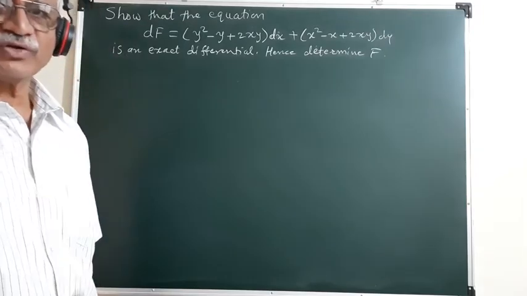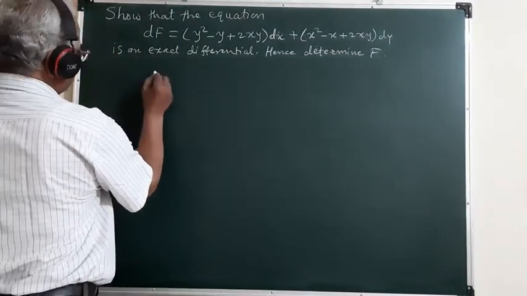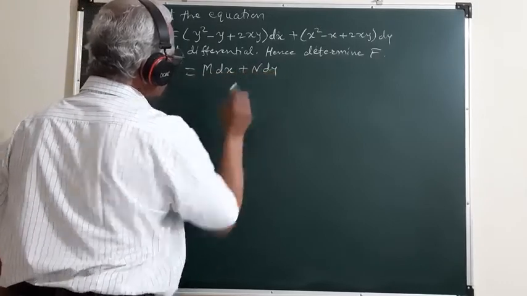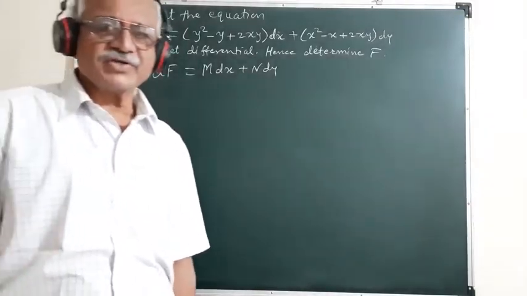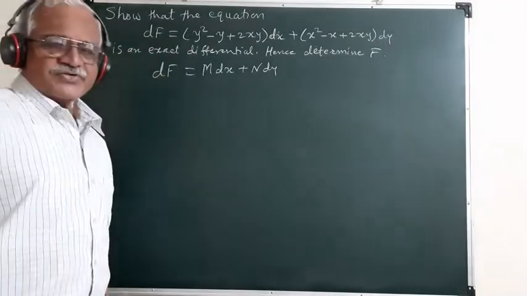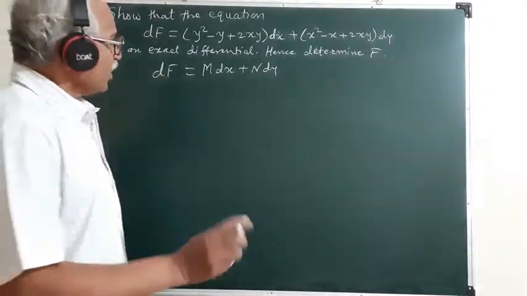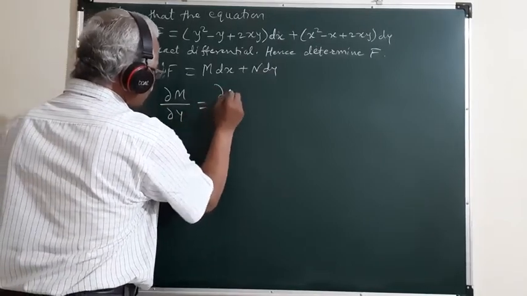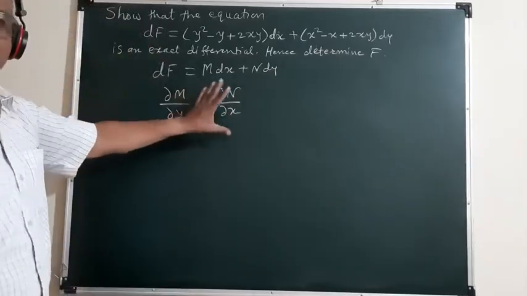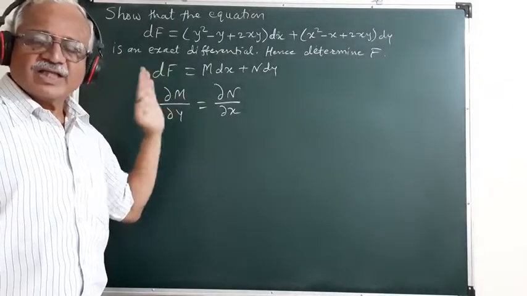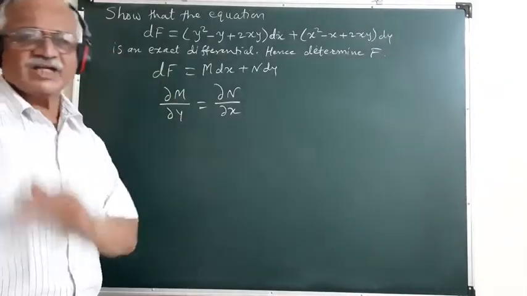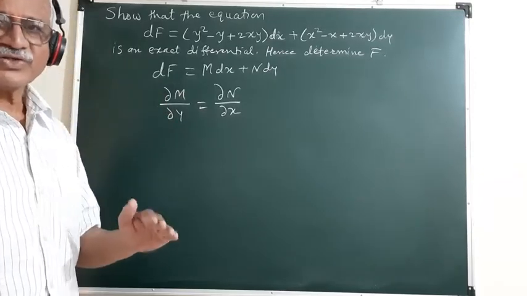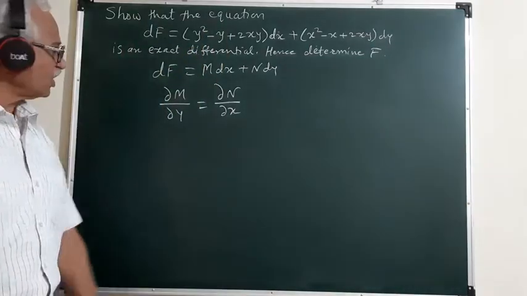We have studied the condition for total differential, that if we have a total differential df in the form df equal to m dx plus n dy, where m and n both are functions of x and y, then this total differential is said to be an exact differential if it satisfies the condition dou m by dou y is equal to dou n by dou x. If the given total differential satisfies this condition, then it is said to be an exact differential. And only if the given total differential is an exact differential is it possible for us to obtain the function f from it.